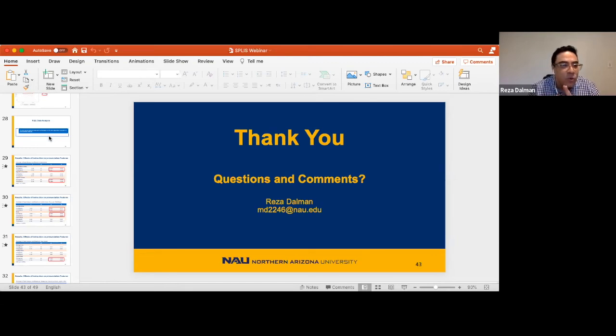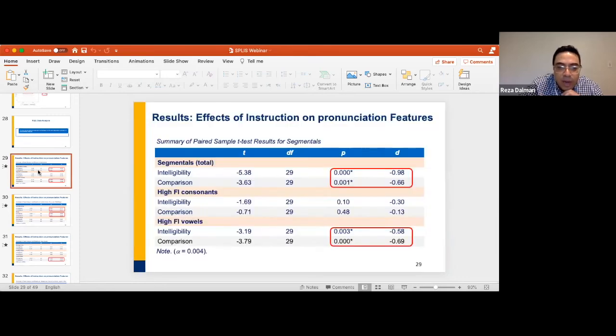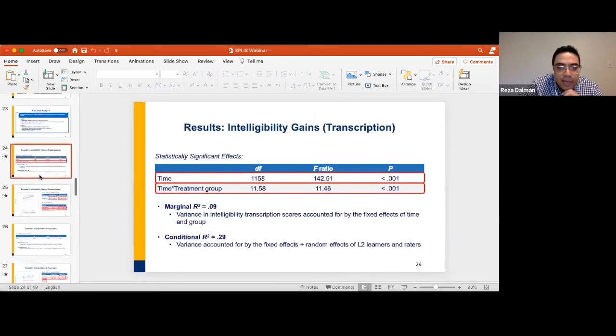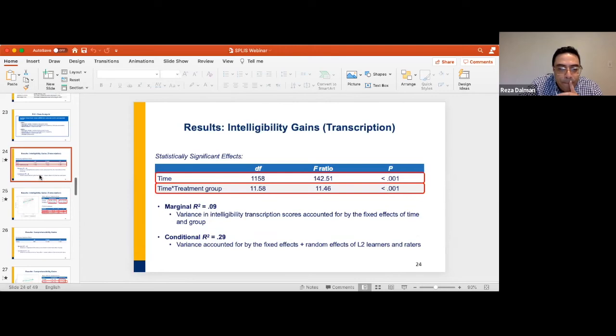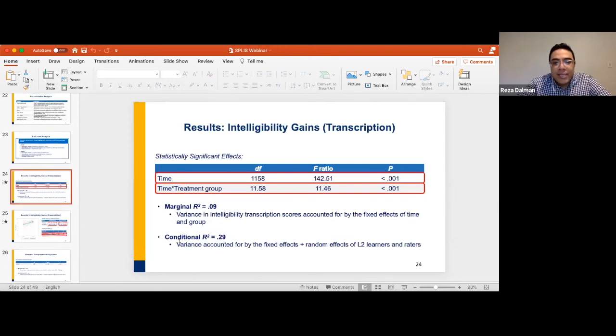And for the second part of the question about individual differences, this is a very good question. Let me get back to one of my slides. I think it was this slide. Yeah. And this is the conditional R2. The conditional R2 here is the variance accounted for by the fixed effect and the random effect. Actually, as the result showed, around 20% of the variance in the intelligibility score was associated to the L2 raters and the L2 learners variables.